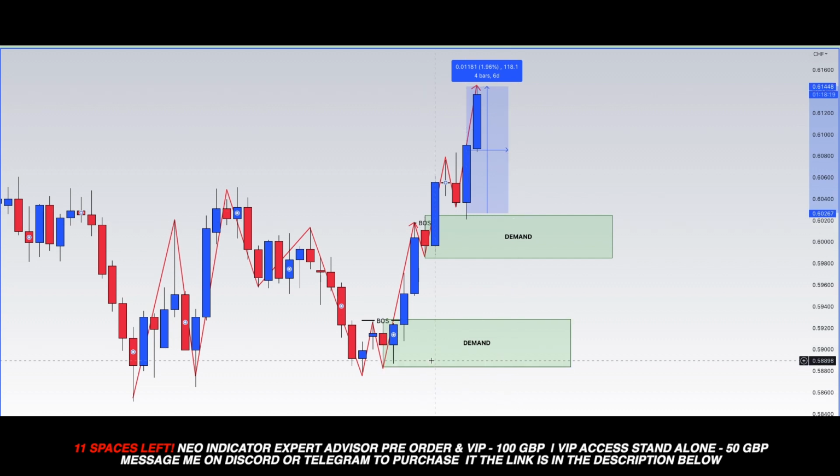Now I will be going over entries on how you can get into these trades from the lower time frame, but I'll make that in a part 2 video.